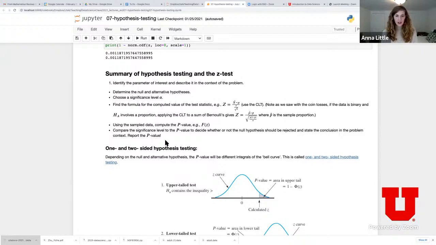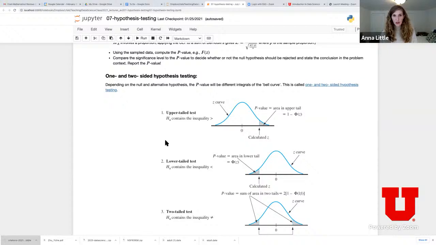Okay, so the p-value is really important. A lot of times you want to report the p-value, not just whether you rejected the null hypothesis or not, because it really quantifies the strength of the evidence. So, a p-value of 0.049 is quite different than a p-value of 0.0005.